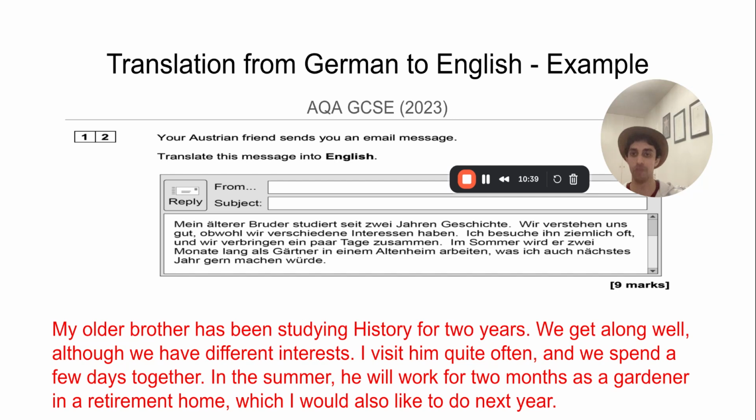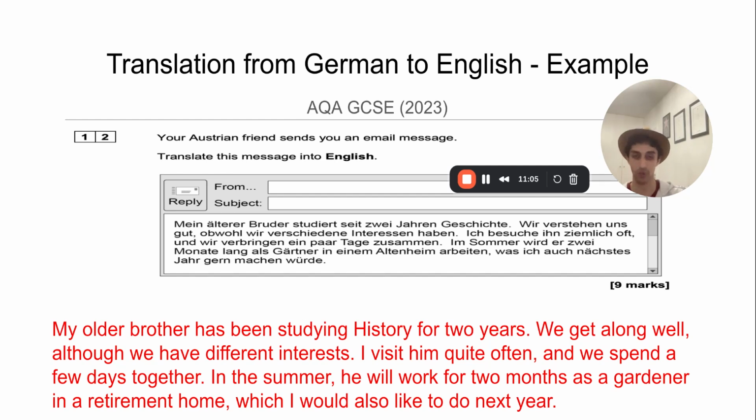You can see the original German text there. Mein älterer Bruder studiert seit 2 Jahren Geschichte, and so on. And you can see my ideal translation or model translation below. So I'll give you a bit of time to read through that, the German original text and the English translation below in red. And I'll just point out some features, things that I was careful to do while translating this.